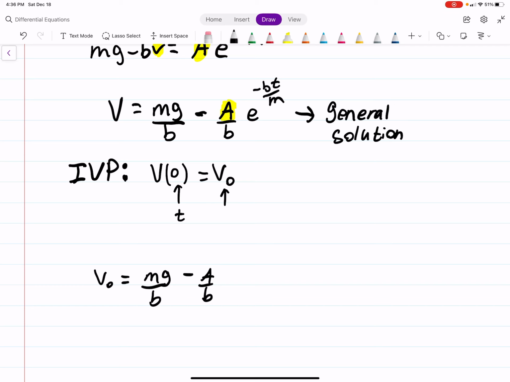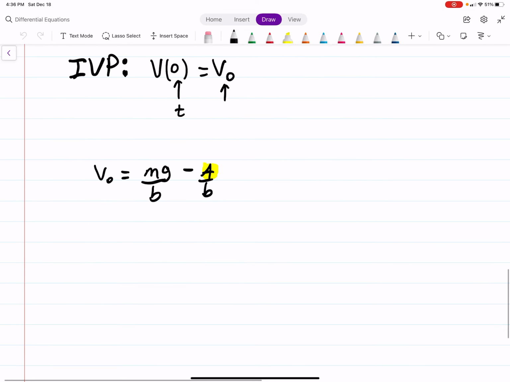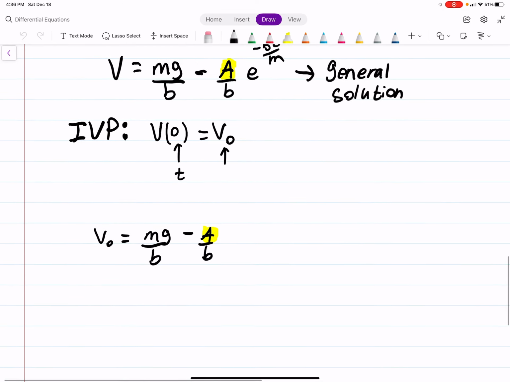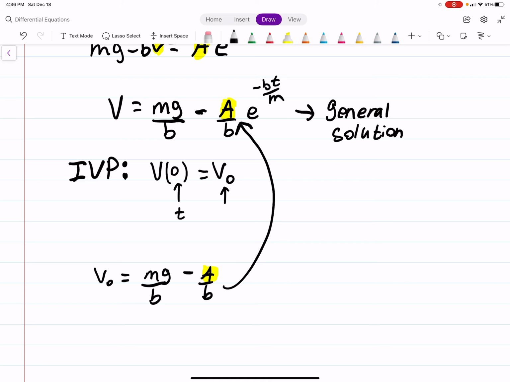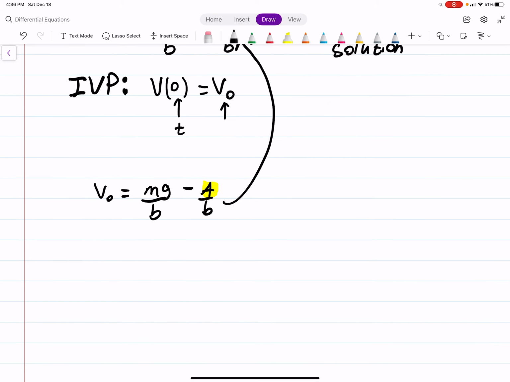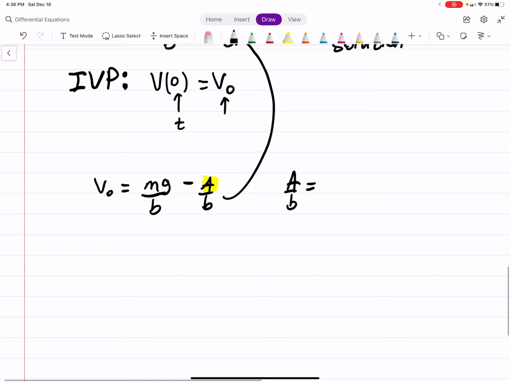So you get this term of mg over b minus a over b. So that you could think of as being your initial condition. And now a can be solved for. So you can solve for a by simply subtracting over and multiplying by minus b. And then when you get your a, you can then substitute this a into here. So all you had to do is, you could do like a over b equals mg over b minus v naught as an example.